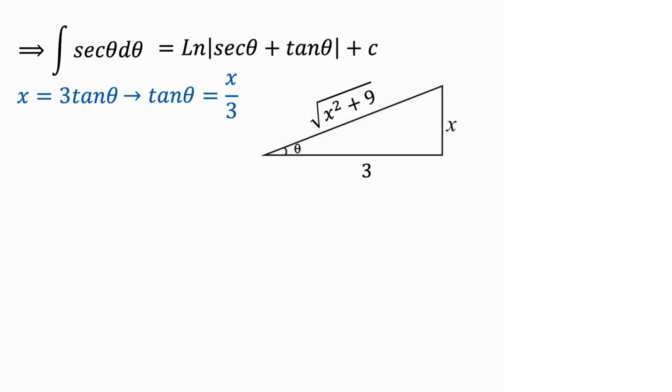We'll use the Pythagorean theorem. It becomes the square root of x squared plus 9. Now, what exactly are we looking for? We are looking for secant theta. Secant theta, as I mentioned, is the reciprocal of cosine theta.